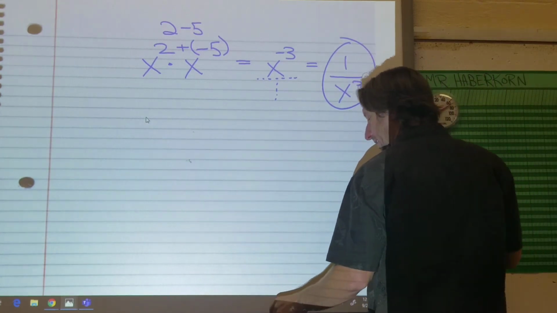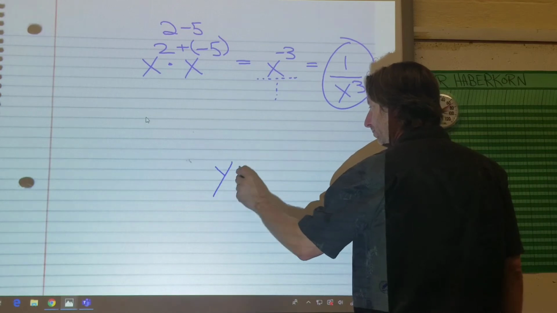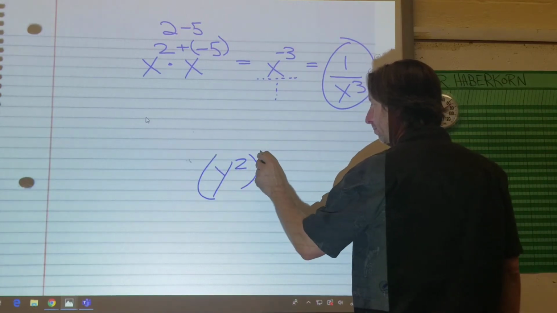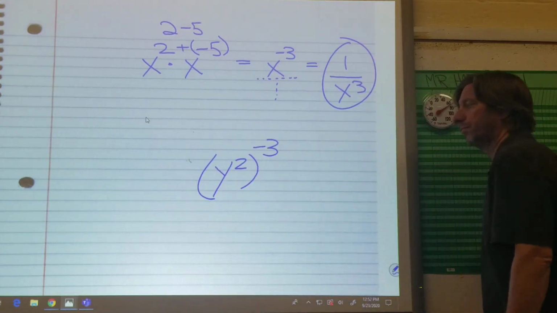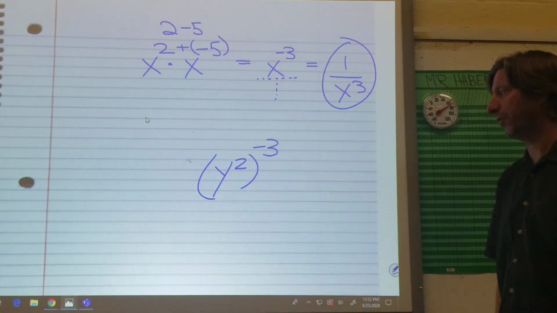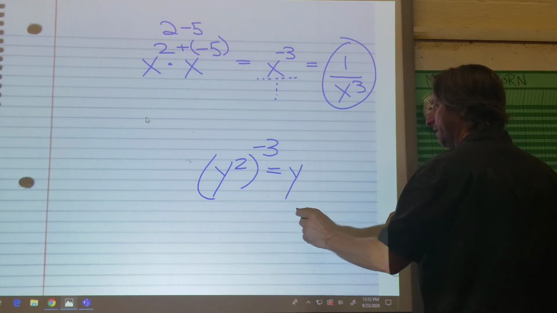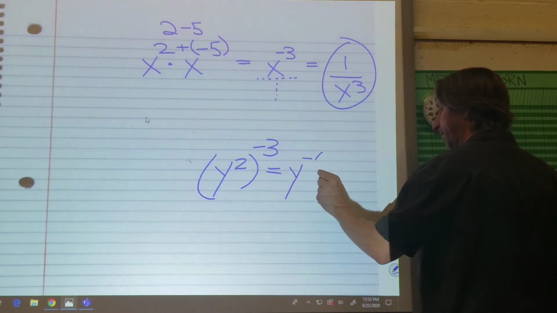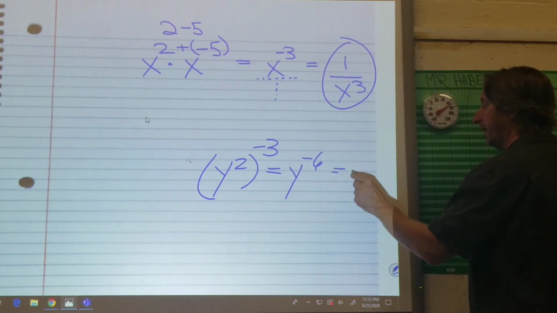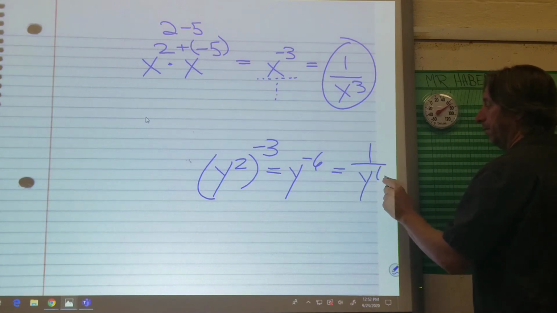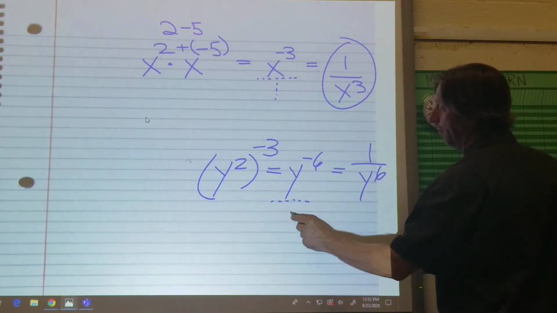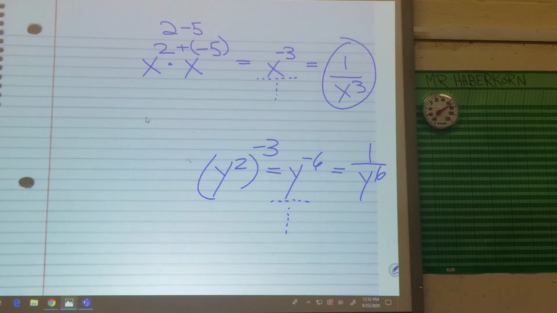All right, what if we had a negative in one of these? Two times negative 3. Well, positive times a negative is a negative 6, right? And we just got to get rid of the negative. One over y to the 6th.